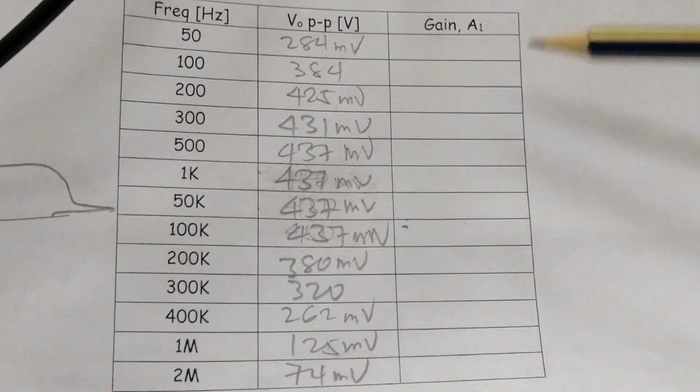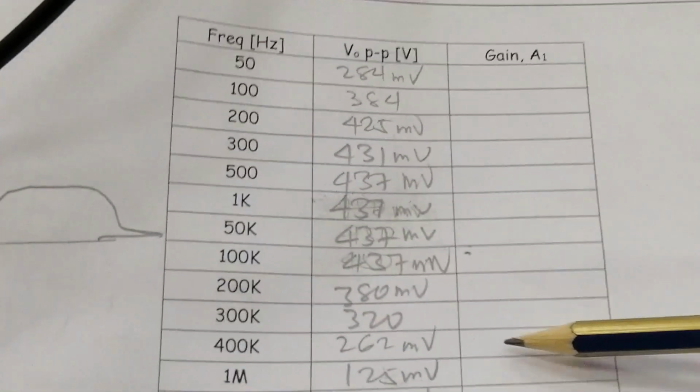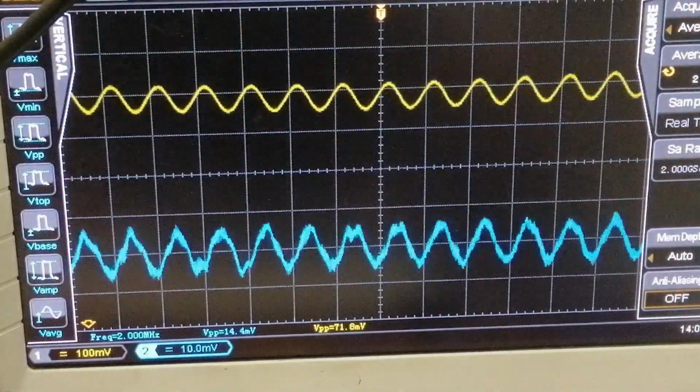Calculate the gain for each value. Our input is 10 millivolt peak to peak, and all of these are peak to peak. Okay, what's next in our experiment? There's no more. We have done everything except for the PSpice.